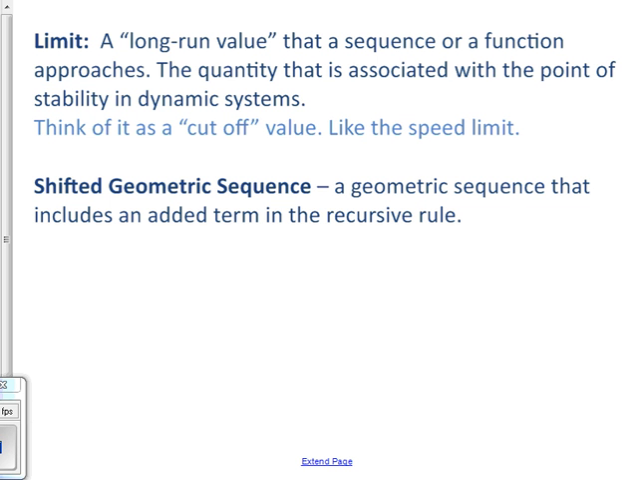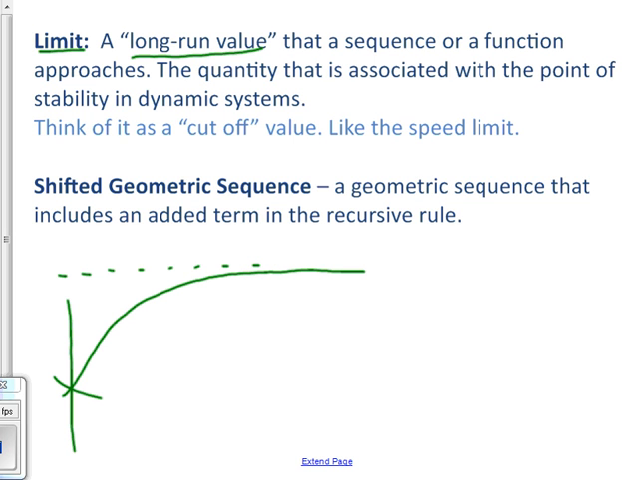A long-run value is sometimes referred to as a limit. That's the word that you'll be seeing a lot when you go further down the line and into calculus and different pieces like that. It's basically a value that a sequence or function approaches but doesn't actually touch. So it's a lot like an asymptote. If this is our long-run value here, this thing is getting closer and closer and closer, but it's never actually going to touch that value right there.